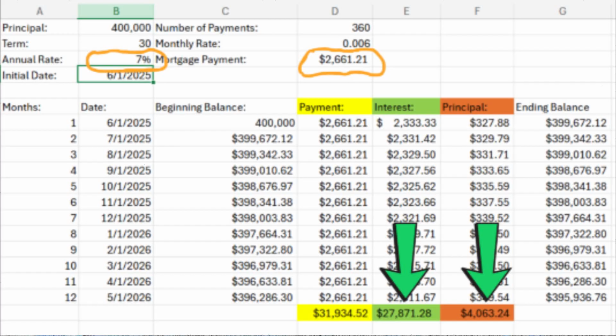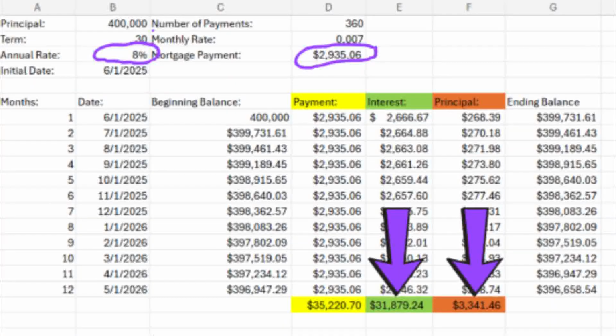Now, let's type in 8%. At 8%, the total amount you're going to pay is $2,935. The total amount of interest, $31,879. The total amount of principal is $3,341.